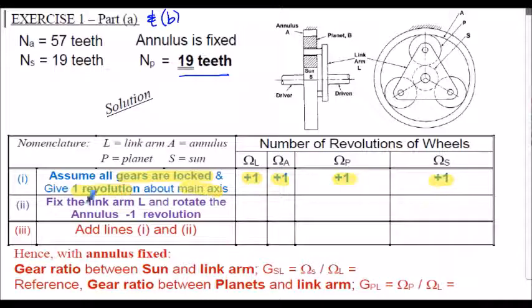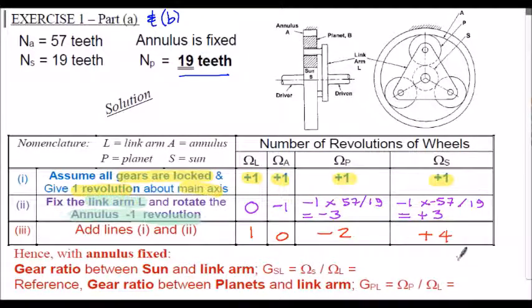And of course, we always have to make sure we fix the link arm in the second row, because everything is relative to the link arm. So we're going to fix the link arm and apply an annulus rotation of -1 revolutions. Start to fill in the table, and then simply add up the columns to get the final row.